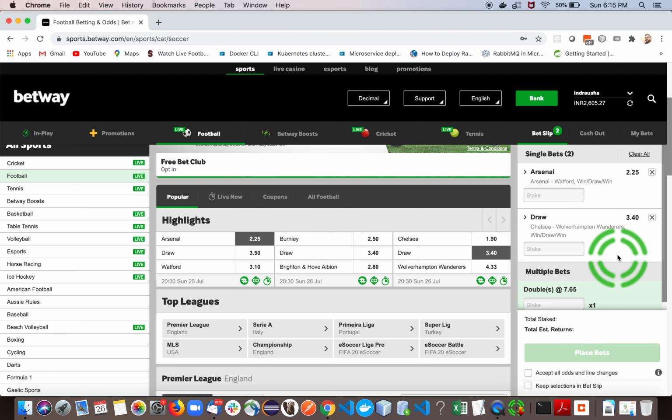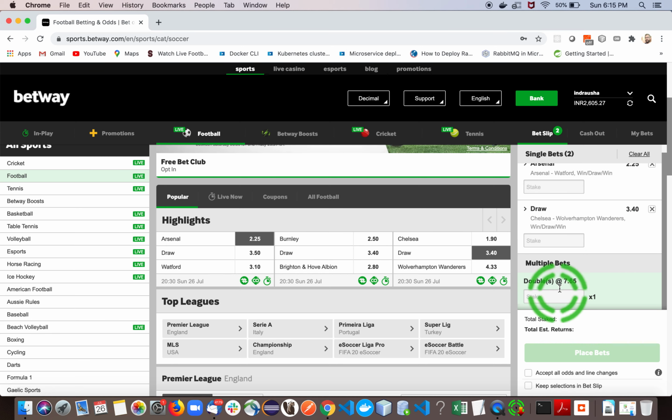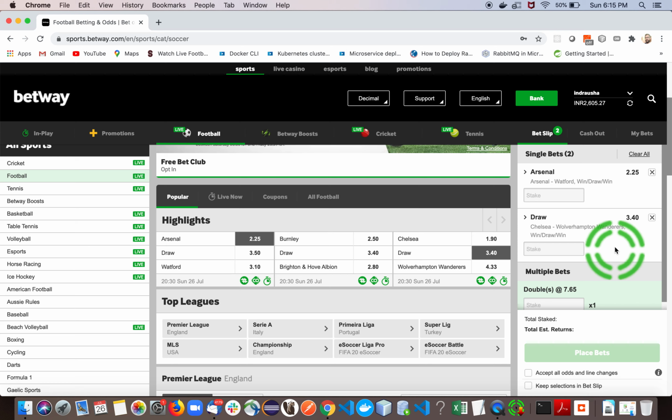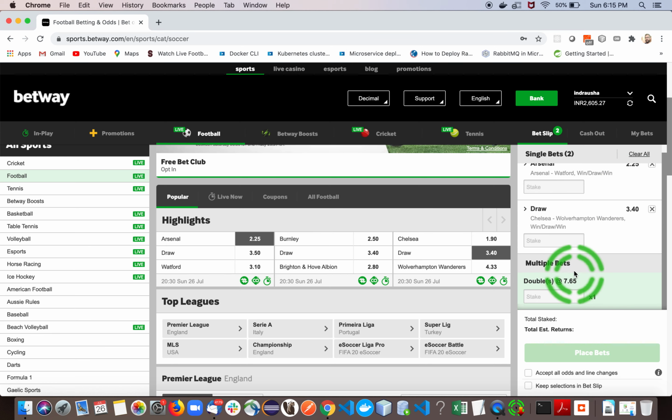One more thing we need to understand: in this bet the odds were 2.25, and in this match the odds were 3.40. Now, if you check the doubles section here, the odds have been increased a bit, because we ought to have around 5.65 odds. But here we can see we are getting 7.65 odds. That means if we place a bet of 1,000 rupees, we can get 7.65 times. That means we can have a profit of over 6,000. So that's the advantage of double bets.